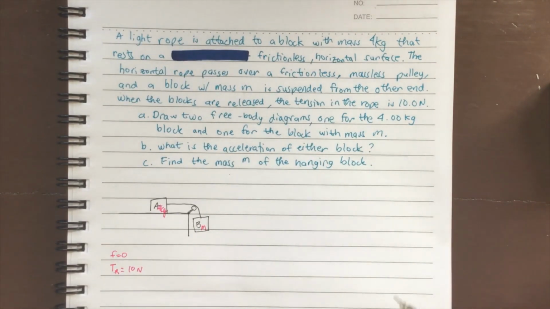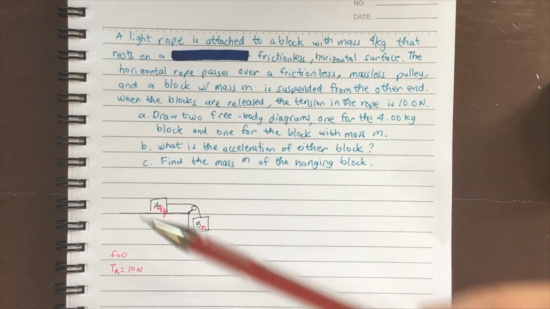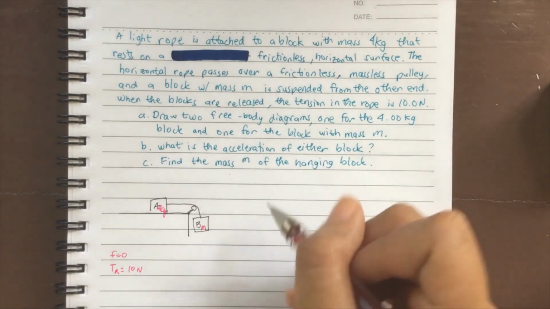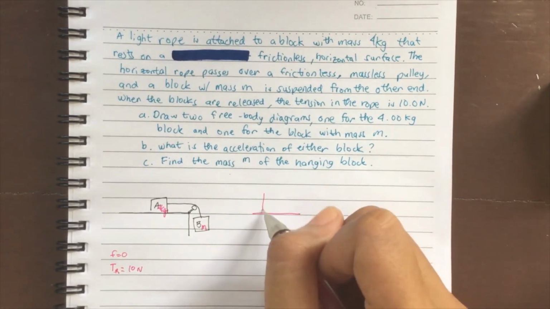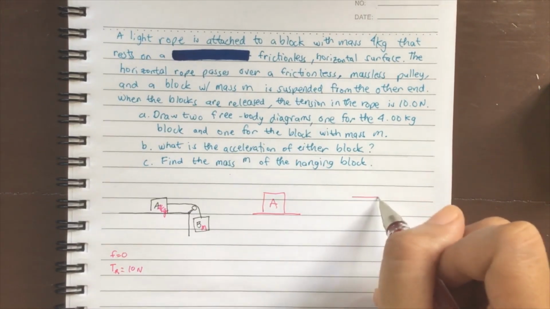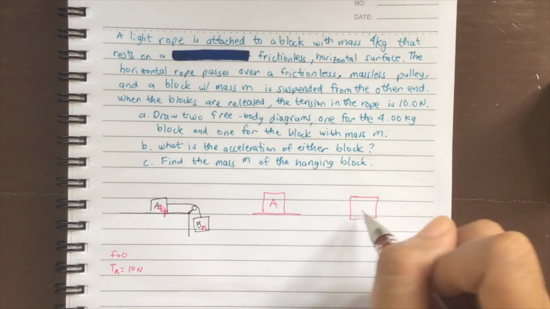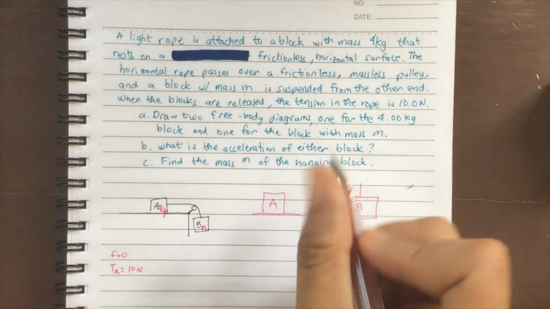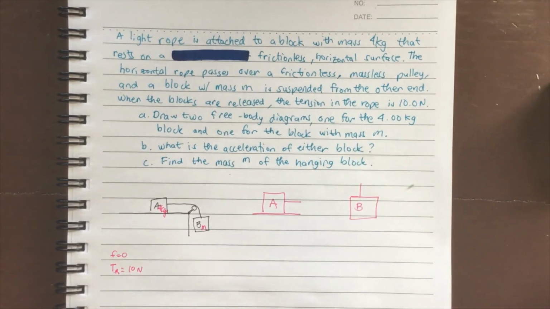Now for problems with two separate objects, what you need to do is to draw them separately. So I'm gonna draw first block A, and then I'm gonna draw block B. Okay.